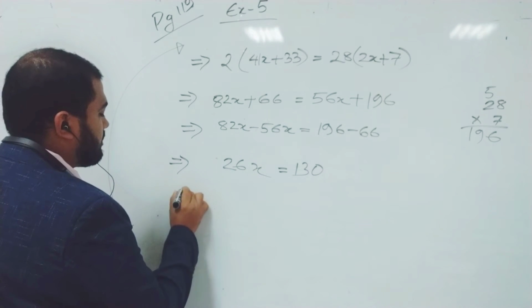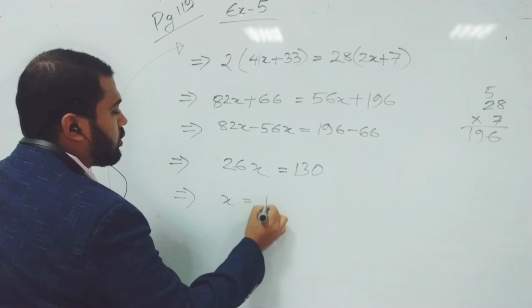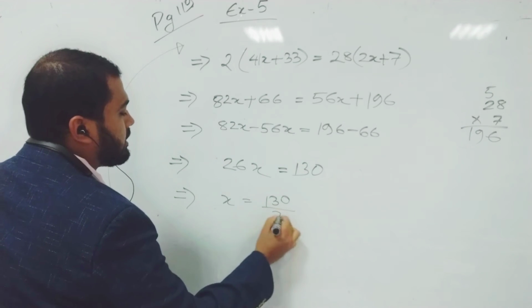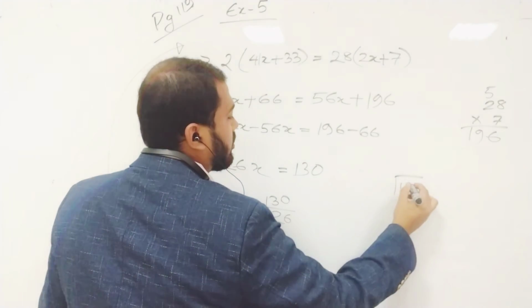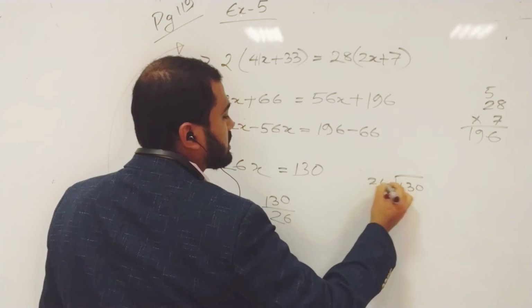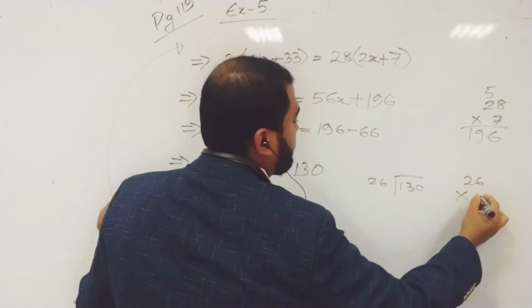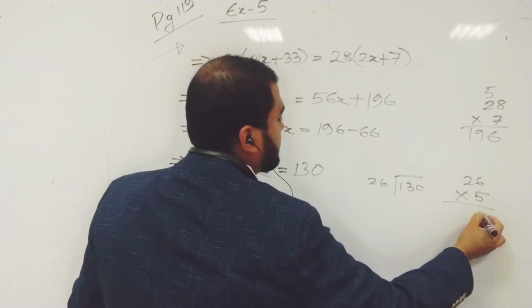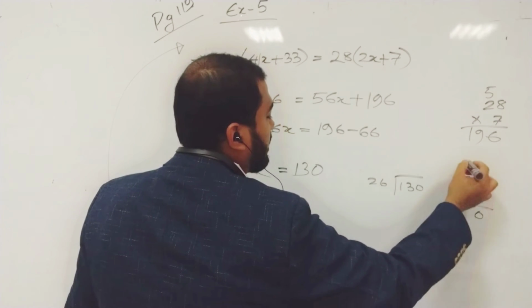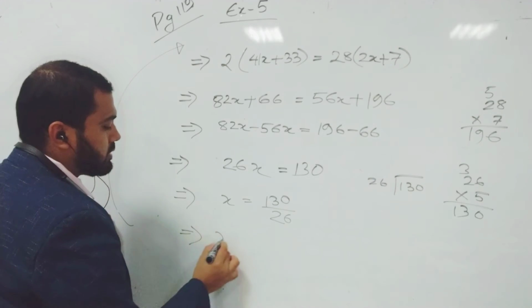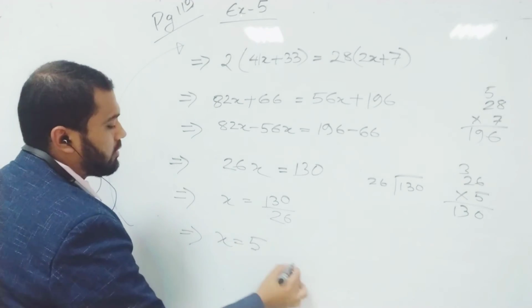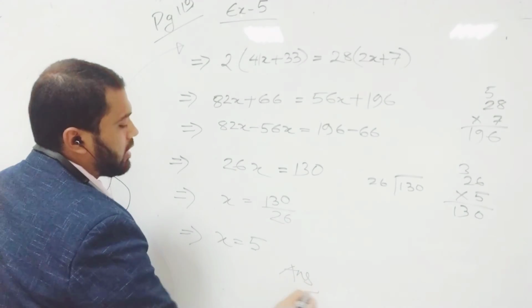Or x equals 130 divided by 26. So if you divide 130 by 26, 26 into 5: 6 5s are 30, 3 5s are 15, 10 plus 3 is 13. So x equals 5. This is my answer.